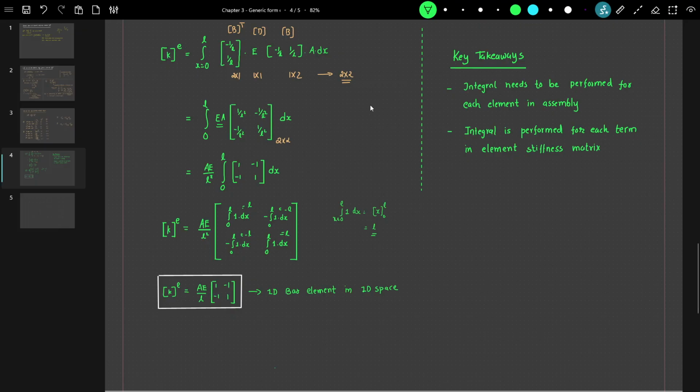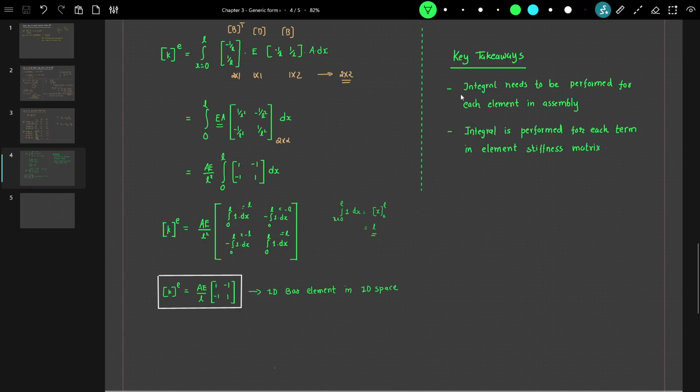This way, we can put all the B and D matrices for different element types in the generic form of K, and we can derive the element stiffness matrix for different element types. So B and D will change for different element types and depending on the dimensionality of the problem. In the next lecture, we will see the first order linear tri-element and the first order quadrilateral element.